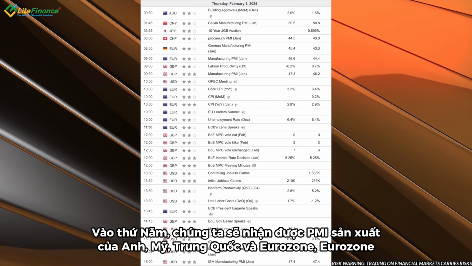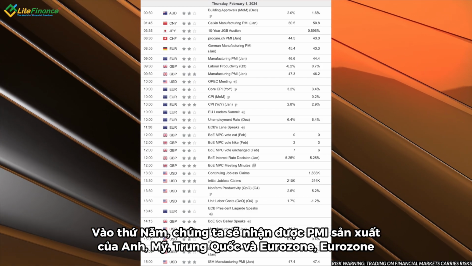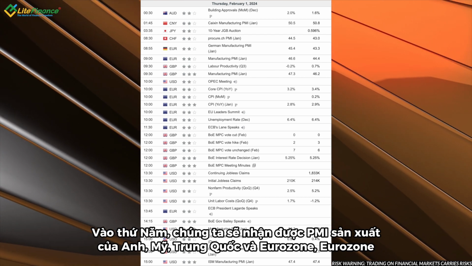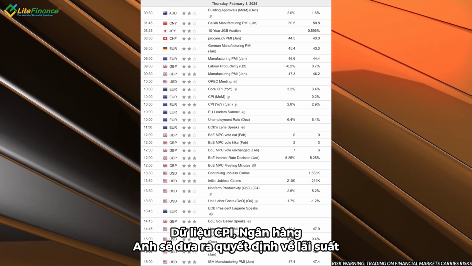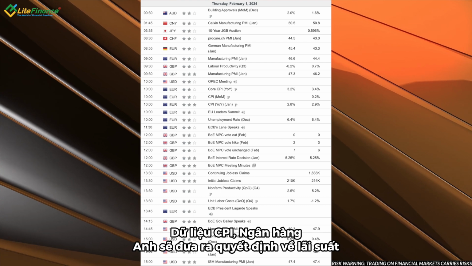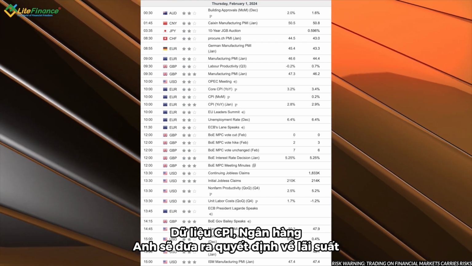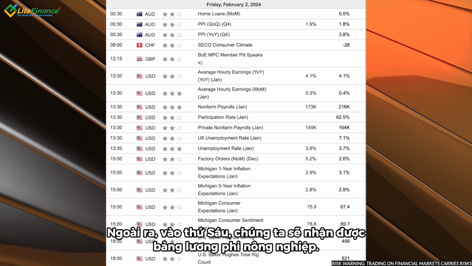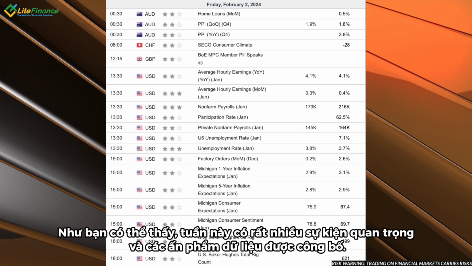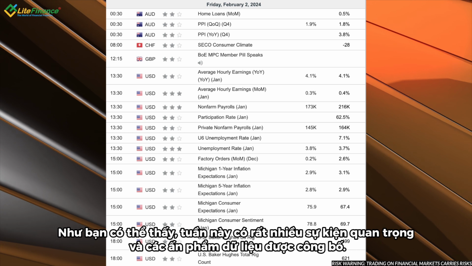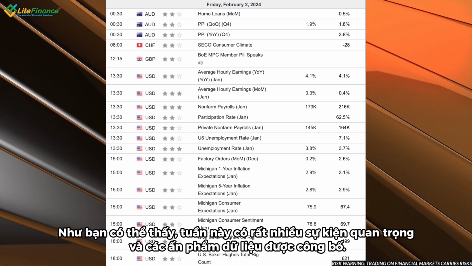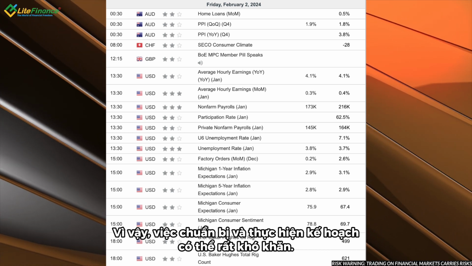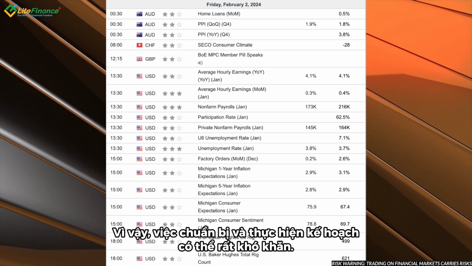On Thursday, we will get the UK, US, Chinese, and Eurozone manufacturing PMIs, Eurozone CPI data, the Bank of England will make their decision on interest rates, and the OPEC cartel will have a meeting that day. On Friday, on top of that, we will get non-farm payrolls. So as you can see, the week is packed with key events and data publications, so much that it can be very difficult to prepare and execute the plan.